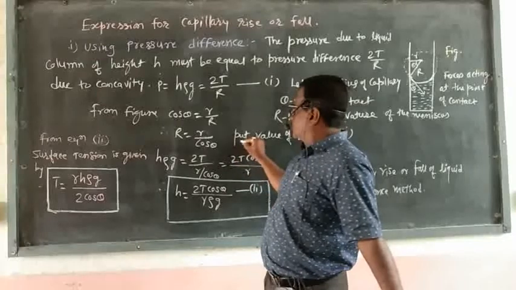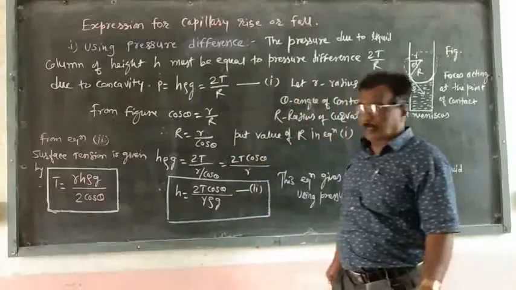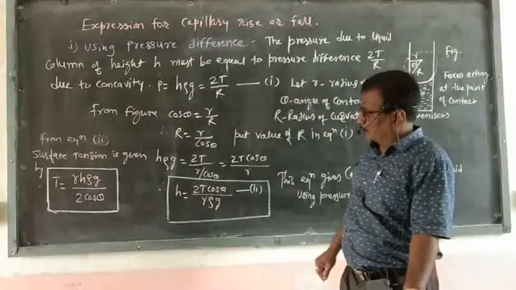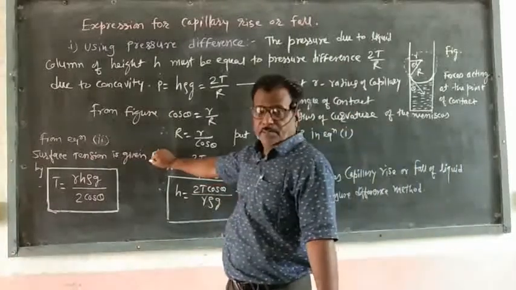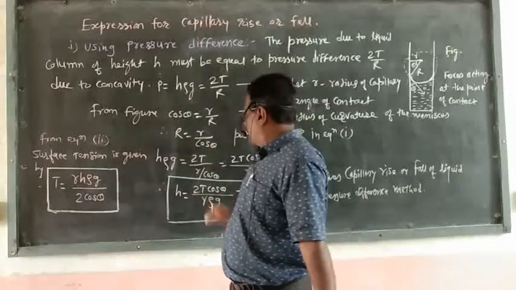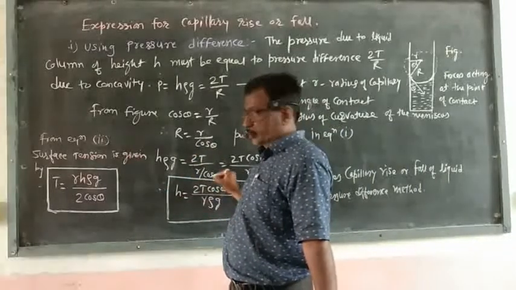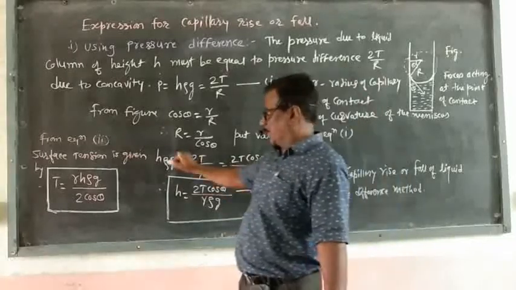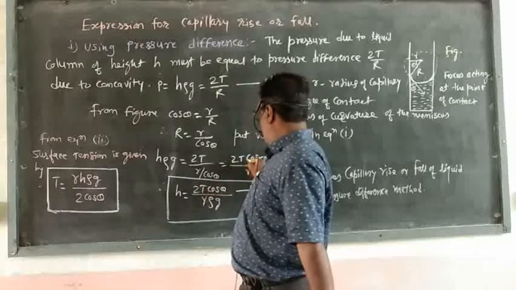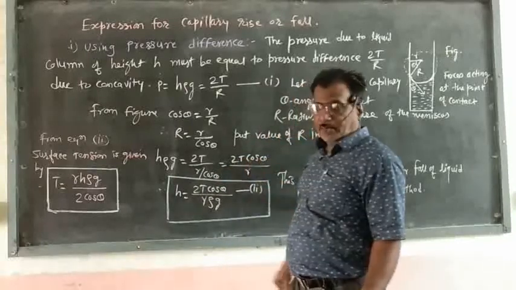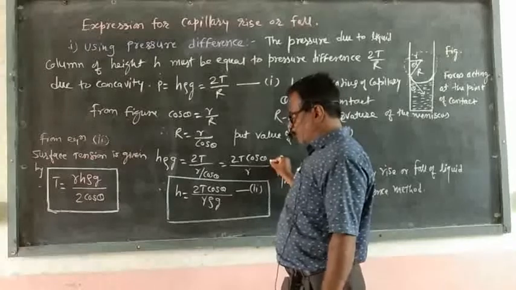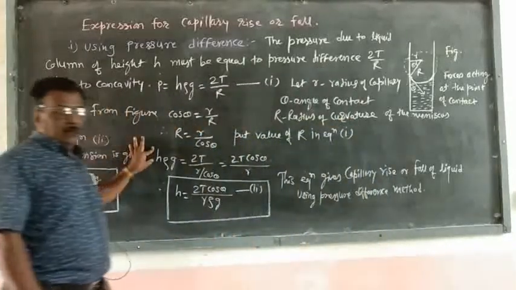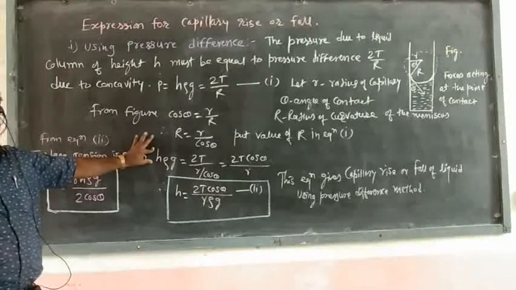Now we substitute this value of capital R, the radius of curvature, into equation number 1. We get h rho g is equal to 2T divided by small r upon cos theta. When we rearrange this term, we get h rho g is equal to 2T cos theta divided by r. From that equation, we have to find the derivation for height, that is the rise or fall of liquid.